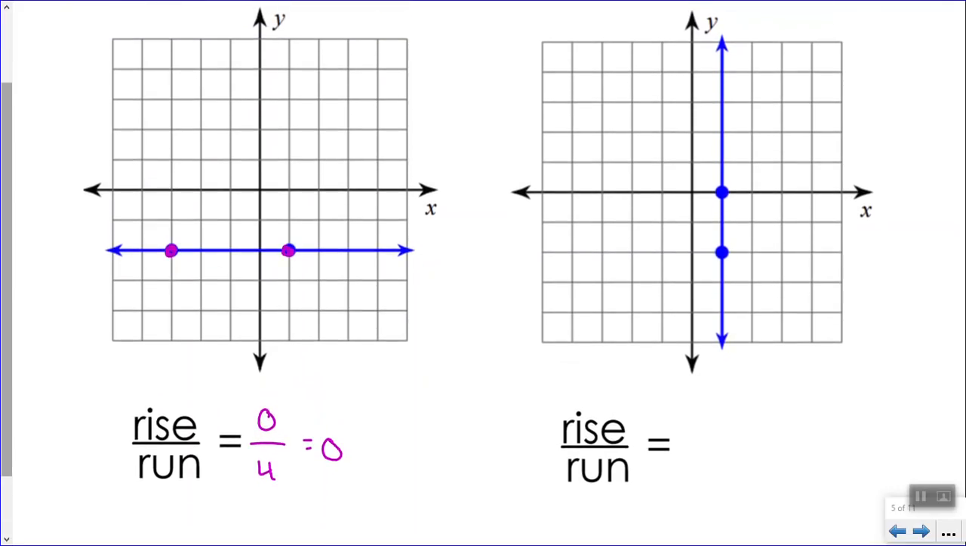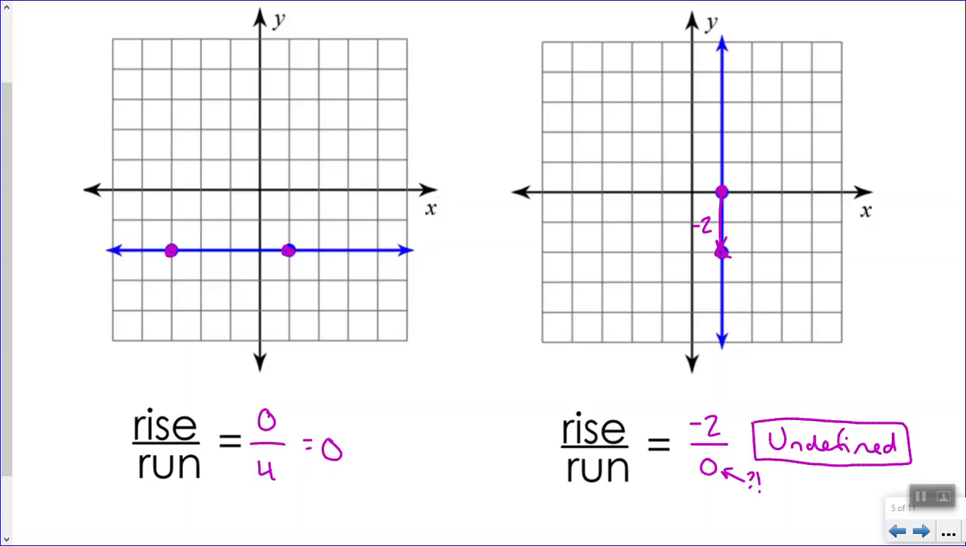If we look at our second line here, we can go up or down, it doesn't matter. Say we go down. We have a rise of -2, but then a run of 0. This is a problem. We can't divide by 0. So our slope is undefined, and we actually have to make sure that we write or say undefined. We can't leave it as -2 over 0. We need to call it an undefined slope.